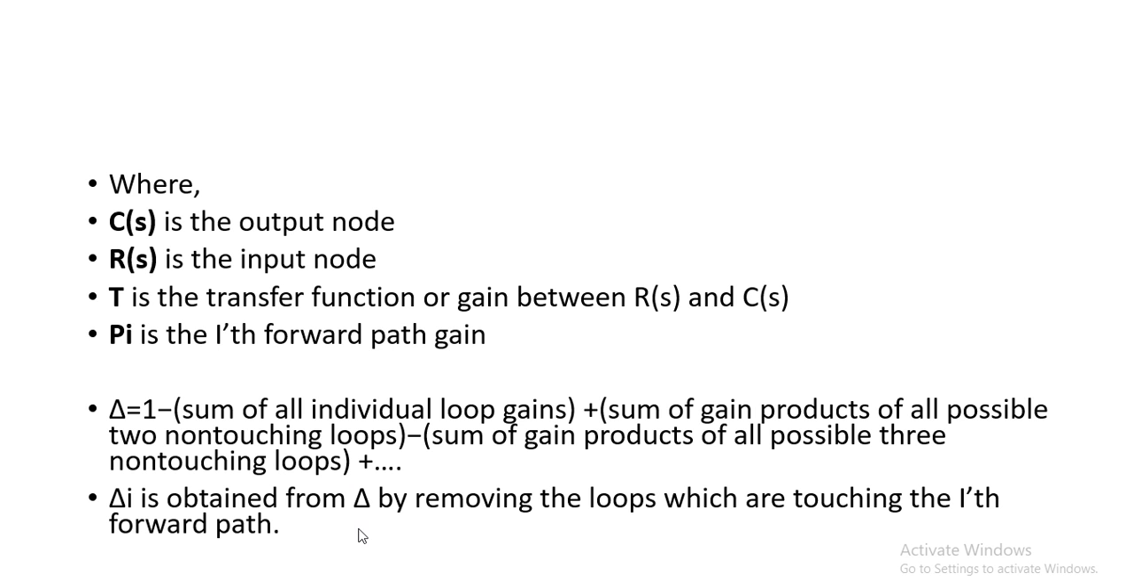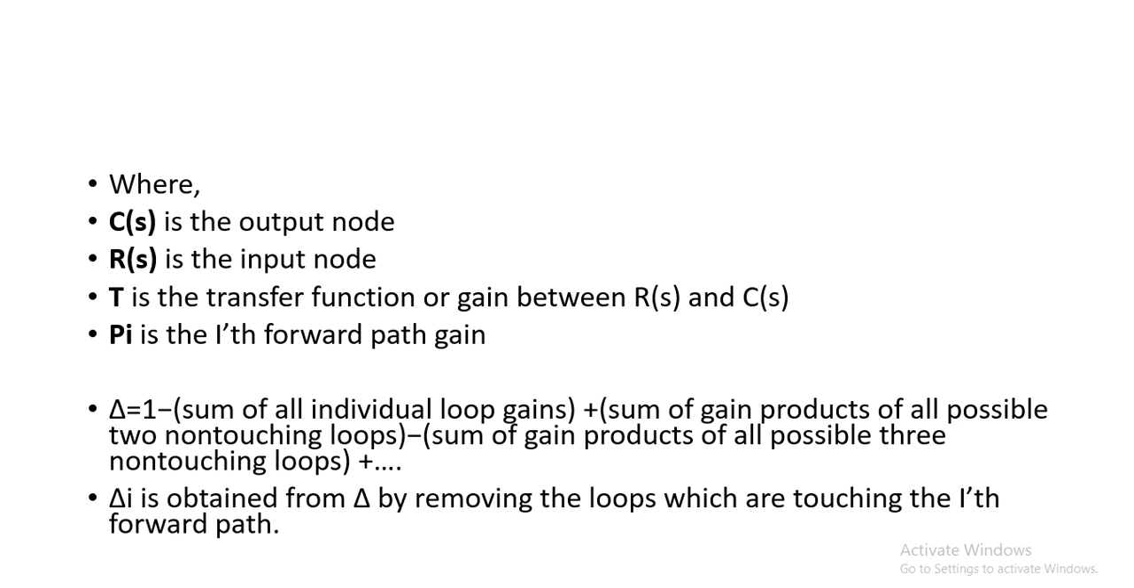And from this delta, if I remove the touching loops to that particular path, for example there is a first forward path, and if there is any touching loop to that first forward path, these touching loops will be removed, and then we will get delta i for that particular Pi or particular path. Suppose there is path number 4, then P4 will be the gain of the fourth path, and delta 4 will be what? All the touching loops should be removed from it. So delta i is obtained from delta by removing the loops which are touching the ith forward path.